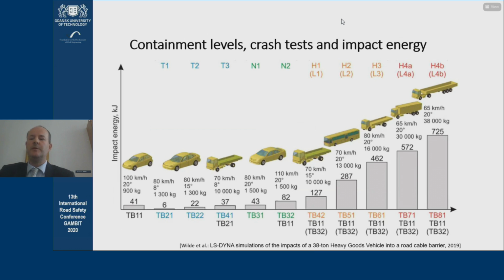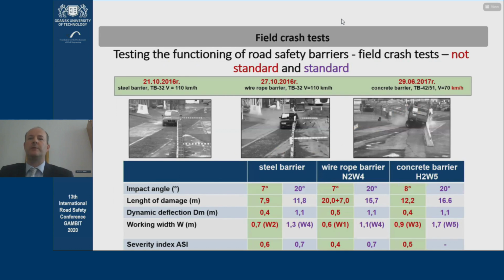Speaking very briefly, this is the parameter which says what sort of vehicles this device can maintain on the road.